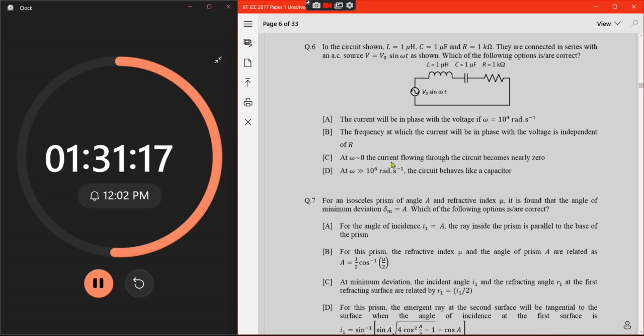What? So the current flowing through the circuit becomes nearly 0. I don't understand. What are you saying? Omega approximately 0, the current flowing through the circuit nearly becomes 0. How? But the impedance is like 1 upon L omega, so that dies, R is there, and then C omega is approaching infinity or something. So your impedance is actually approaching infinity, right?